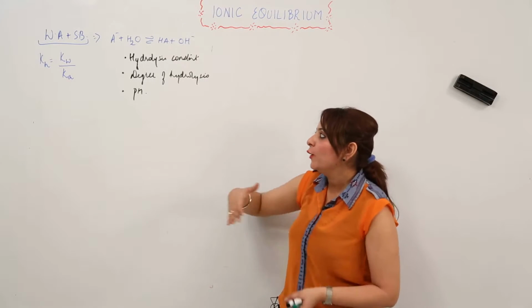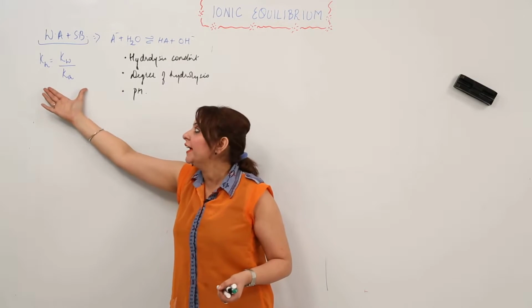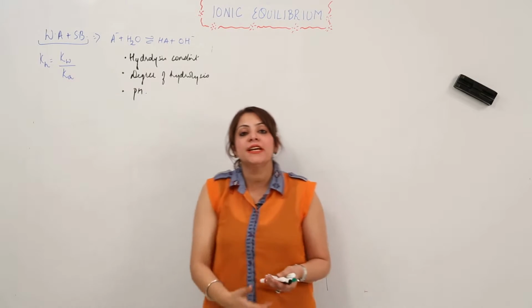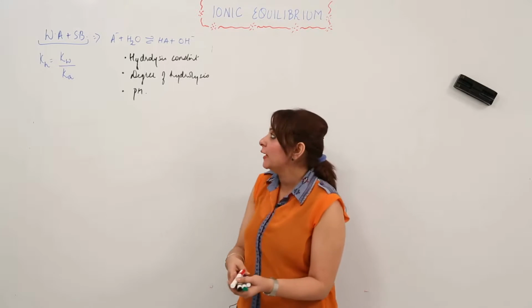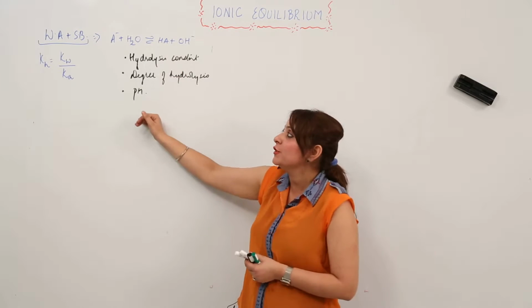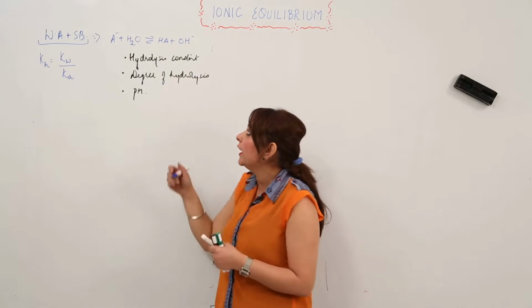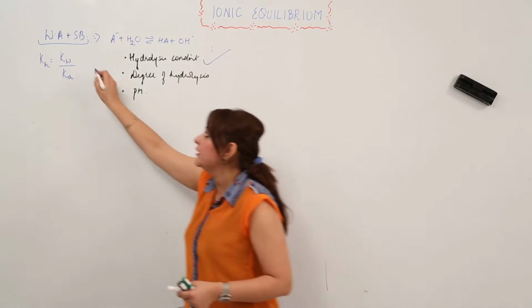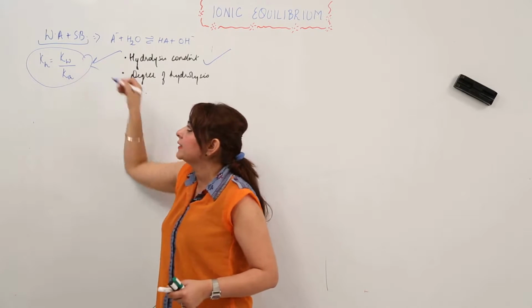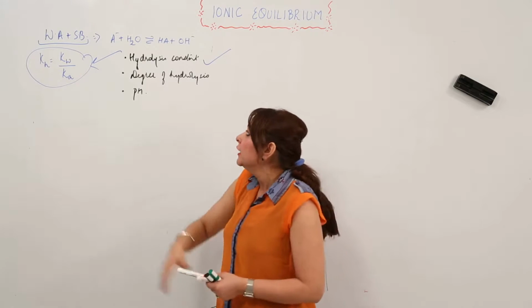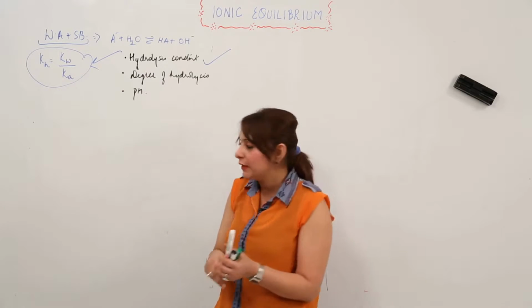As you know how we derived this expression for Kh, that is Kh is equal to Kw upon Ka. So we were deriving these three expressions for a given reaction, that is for anionic hydrolysis. We have already done the hydrolysis constant. We know the expression for Kh is Kw upon Ka. Now we look for the degree of hydrolysis.